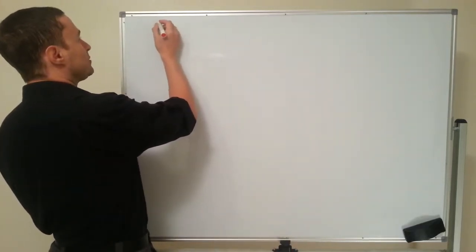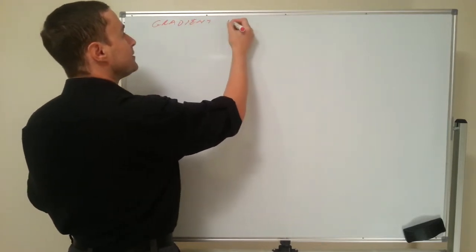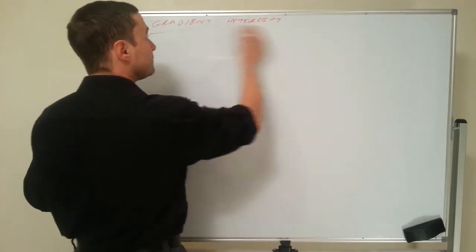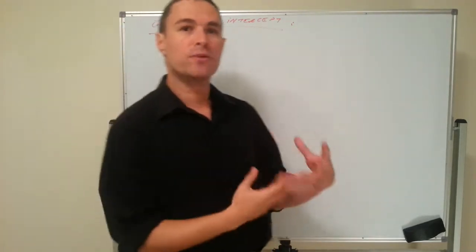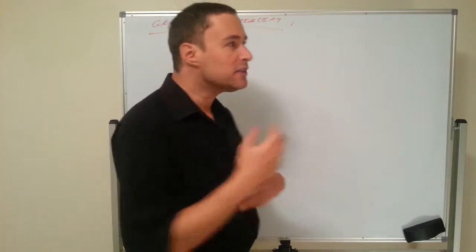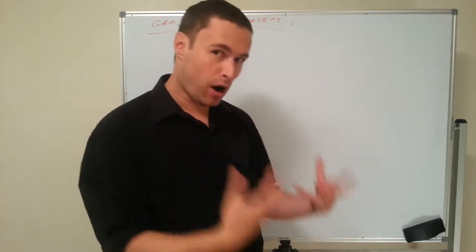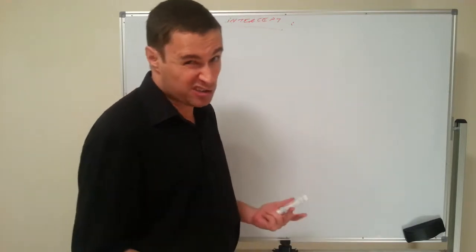How to plot lines using the gradient intercept method. Now this is very straightforward, and it comes from the idea where you understand what the parts of y equals mx plus c are. So it's using your theory to shortcut your working.